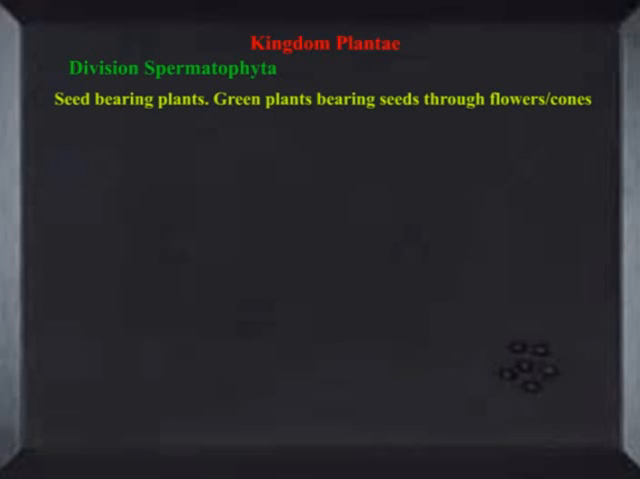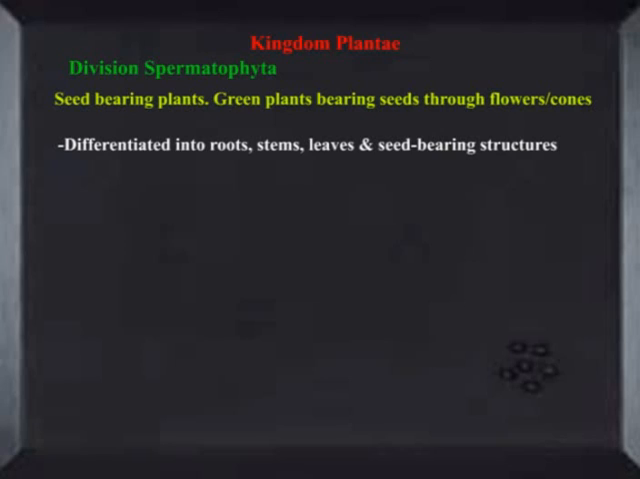The third division is Spermatophyta, and this division comprises all the seed-bearing plants. They are the familiar green plants which produce seeds through the flowers or cones. The following are the general characteristics of the seed-bearing plants from the division Spermatophyta. The plant body is differentiated into roots, stems, leaves, and seed-bearing structures.